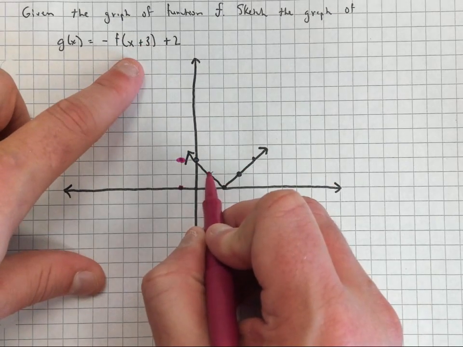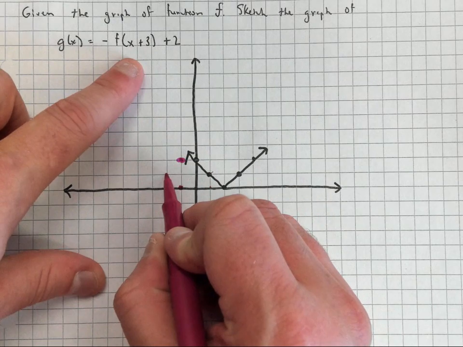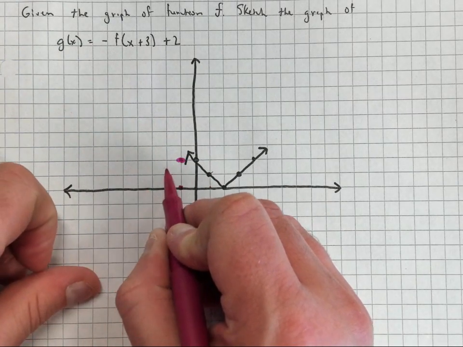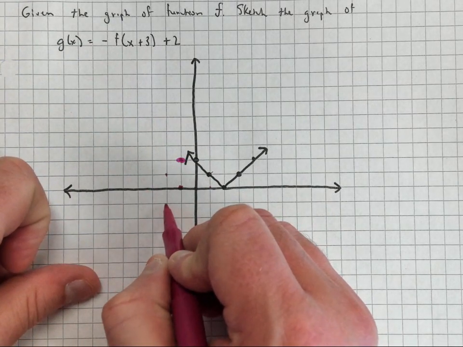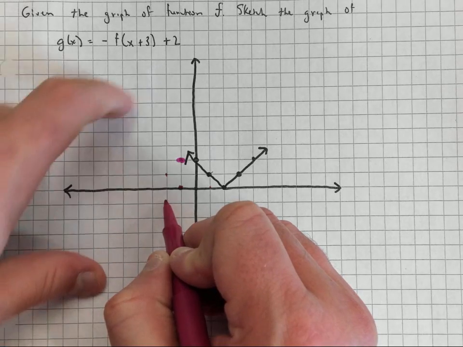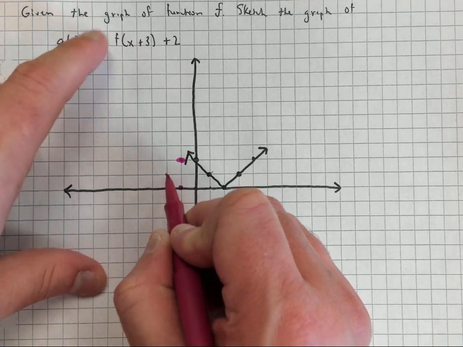Watch this. Left 3. 1, 2, 3. It's 1 away from the x-axis, isn't it? So I'm going to reflect it. It's 1 away down here. Do you see that? Then move it up what? 1, 2.